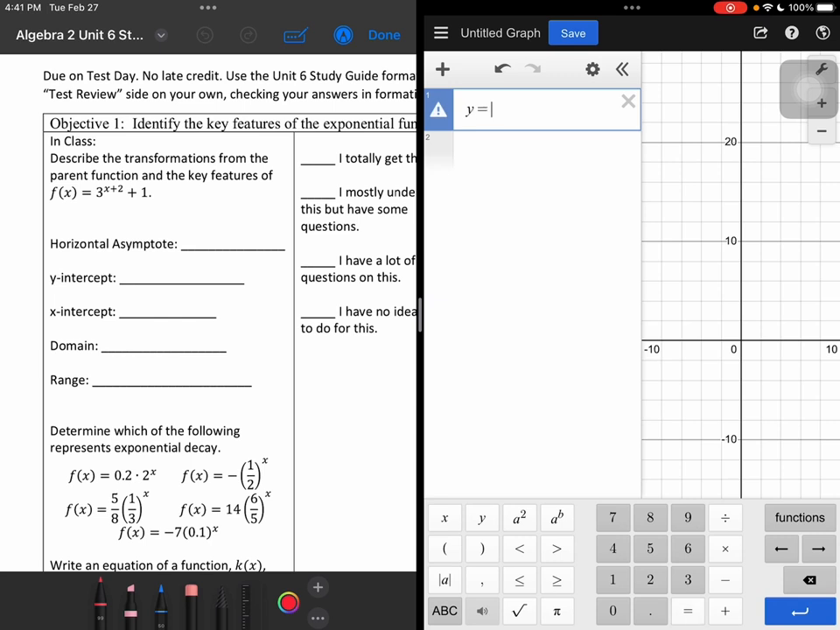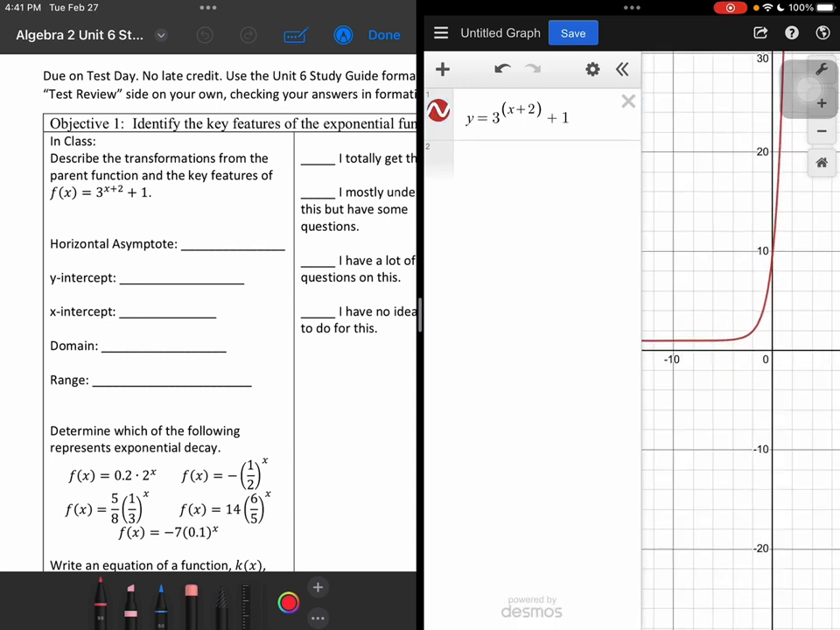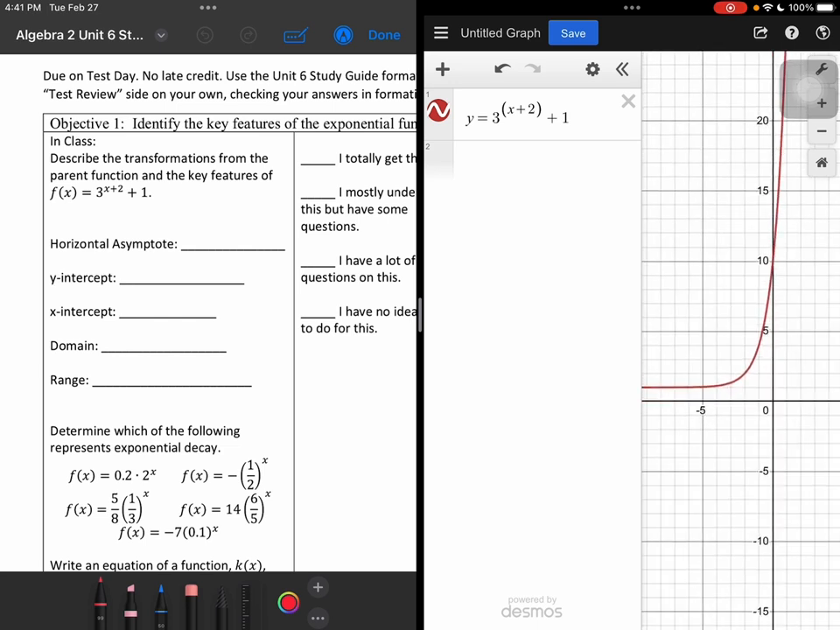On the test, you will have the graph of this function, but for the practice, you'll need to make sure to graph them. So remember, when you put more than just an x in the exponent, you need to put parentheses around it to make sure the entire thing stays in the exponent. But now we have our curve that popped up. So we have some things to figure out.